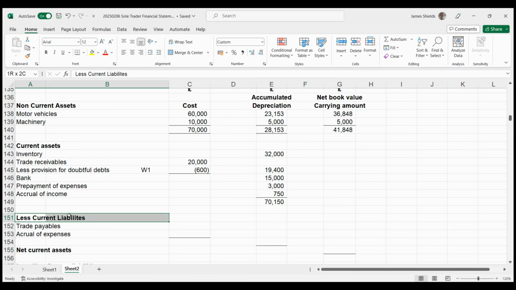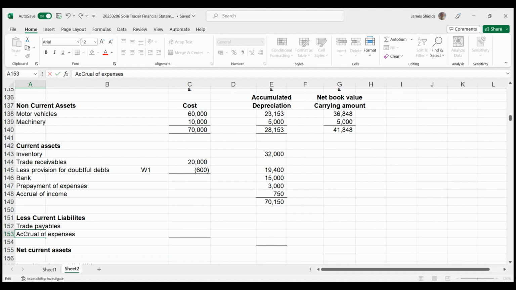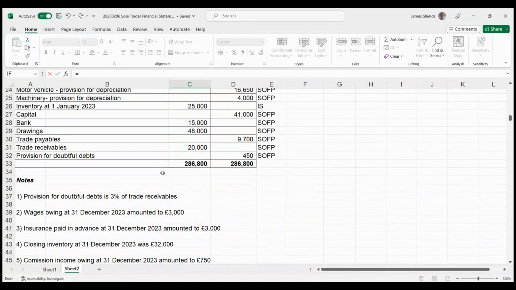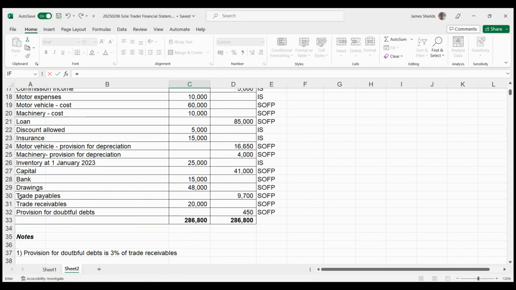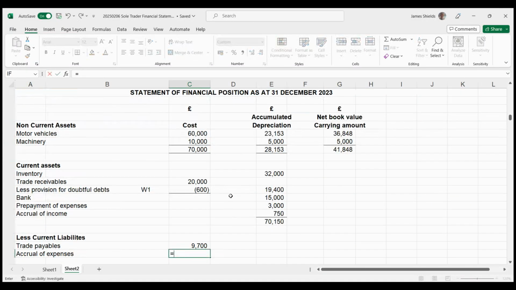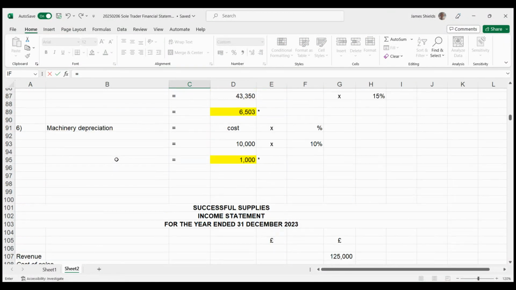Right, current liabilities. If we've got more than one current liability, they both go in the first column and the total goes in the middle column. Now, we've got trade payables. We've also got accrual of expenses. So the trade payables come straight from our trial balance. So trial balance, trade payables I'm looking for. And here it is, row 30, £9,700. Accrual of expenses, that's the expenses that were outstanding at the end of the year, which are going to be added on. So accrual of expenses, again, it's in the notes of the accounts.